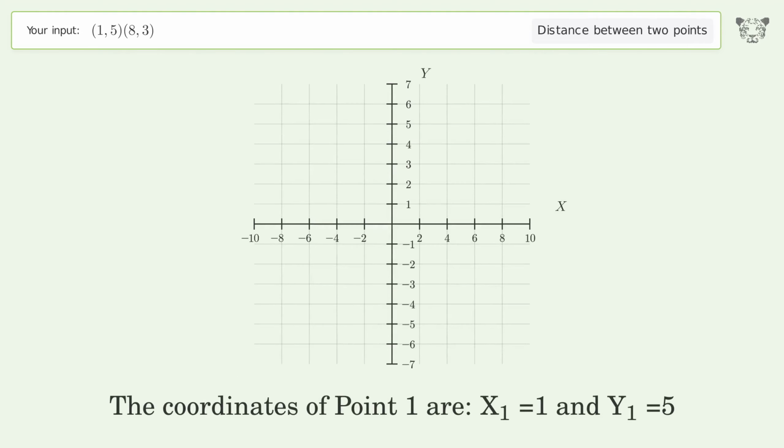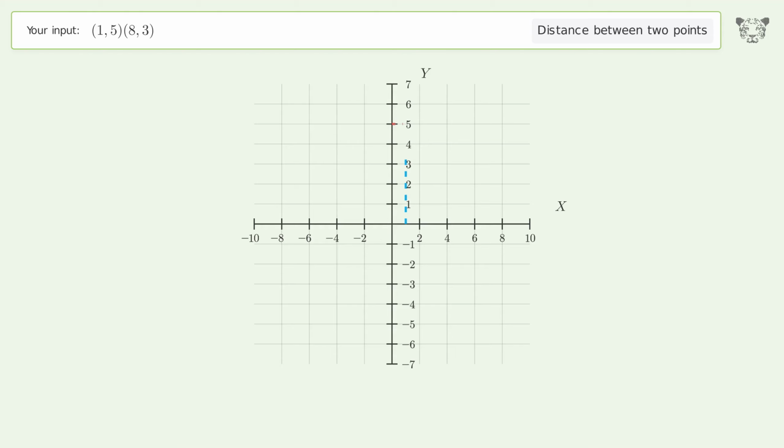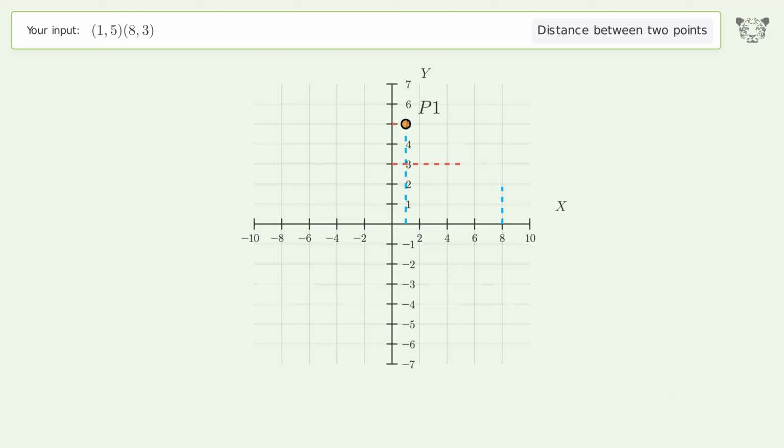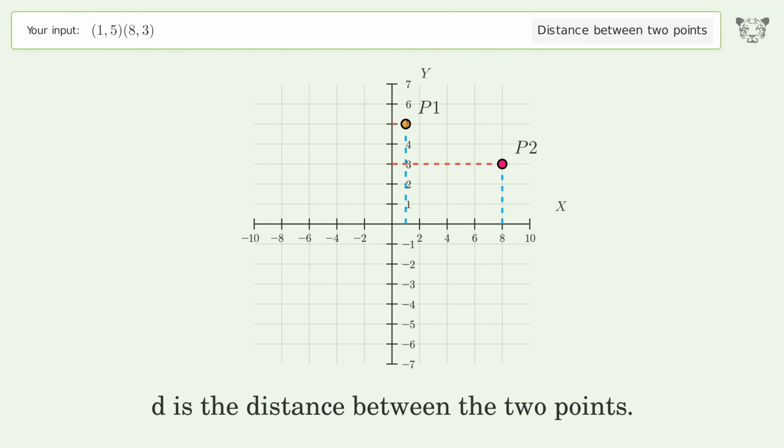The coordinates of point 1 are x1 equals 1 and y1 equals 5. The coordinates of point 2 are x2 equals 8 and y2 equals 3. D is the distance between the 2 points.